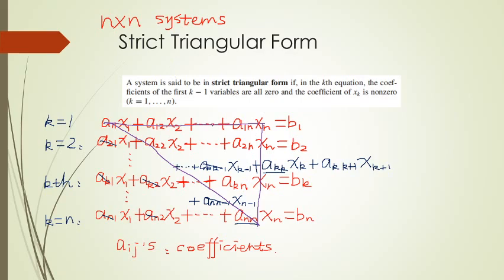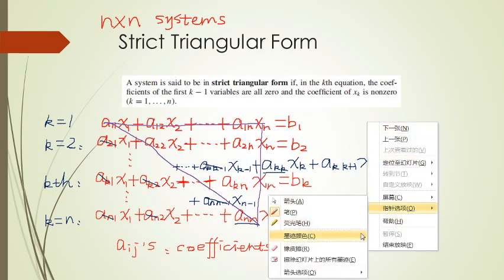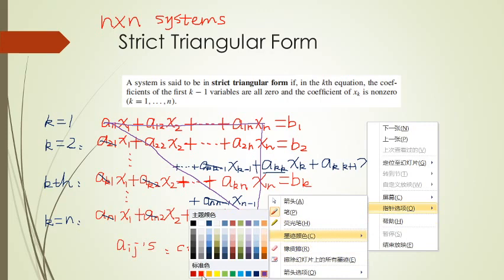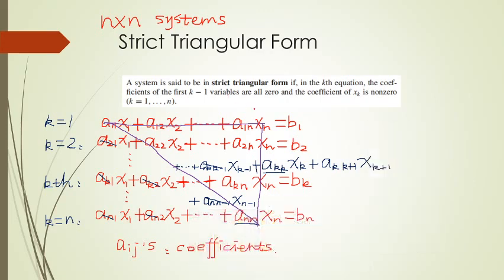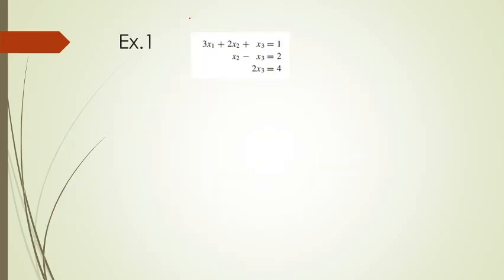Try to understand the definition in this way. We are going to have more definitions in future like this one. It's not a definition or series like in calculus. It's in this description. So that is the strict triangular form for an n by n system. If we check a specific one, that is much more clear.